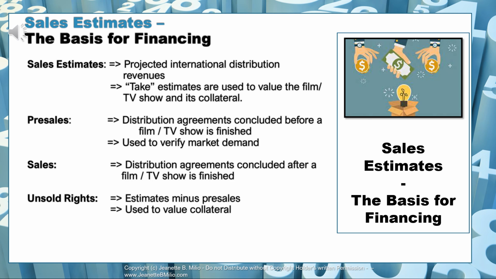Pretty straightforward. Unsold rights are sales estimates that were projected minus pre-sales that were actually made. So when you have a sales estimate projection sheet and you take pre-sales out of that, you're basically removing collateral from the collateral pool. And the unsold rights is the remaining collateral that, for example, a bank or a senior lender can use to give you a gap loan against these unsold rights.